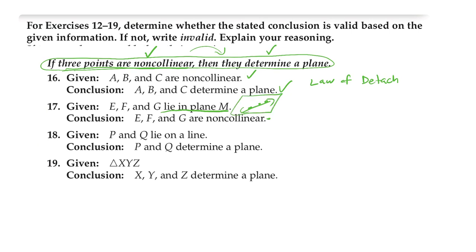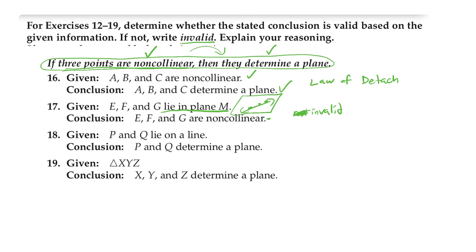They're all on a plane. Not only are they on the plane, they're on the line too. So not valid. Oh shoot, there's one word we could have written: invalid. That's nice. Let's just say invalid. Okay. P and Q lie on a line.